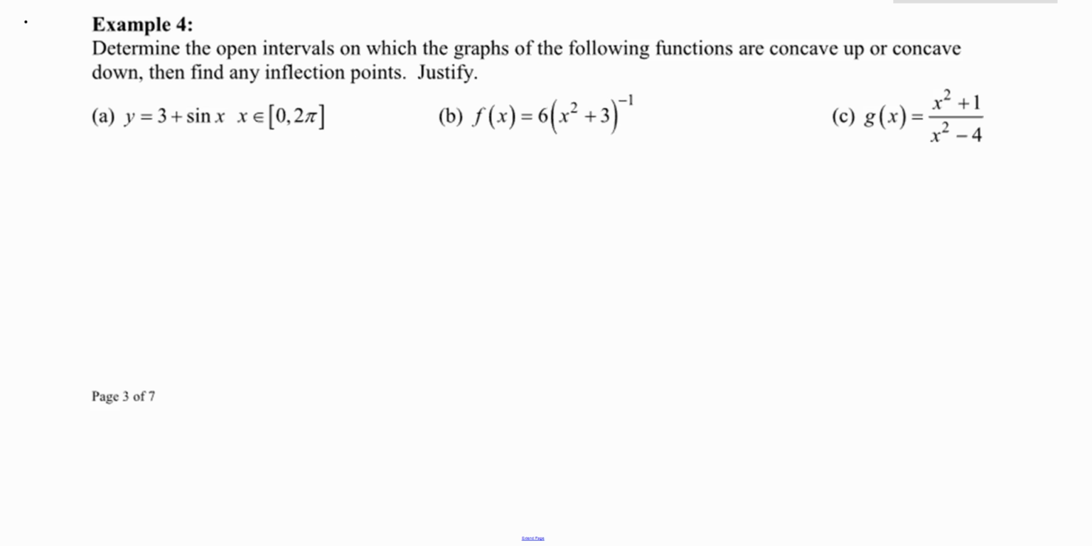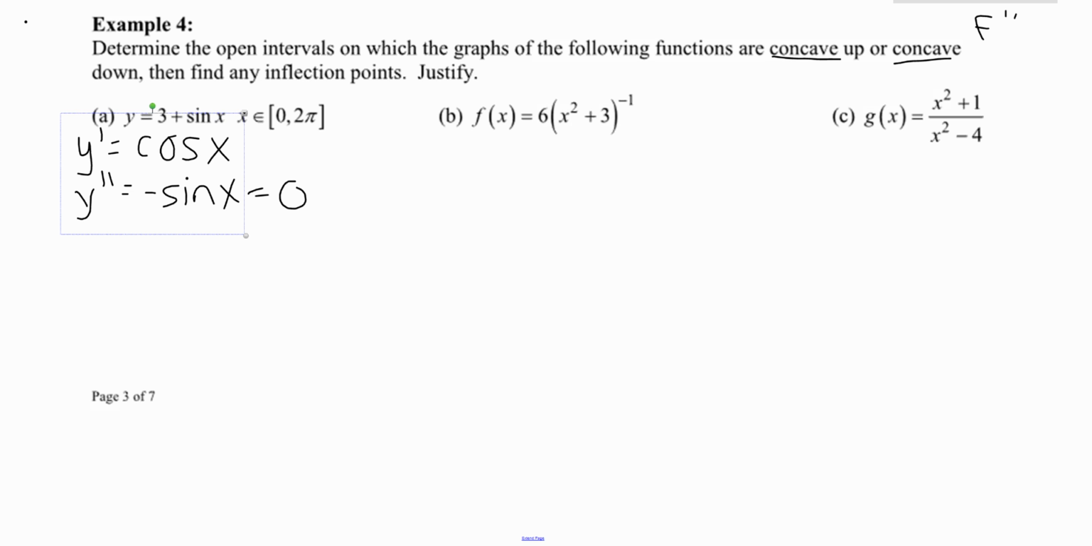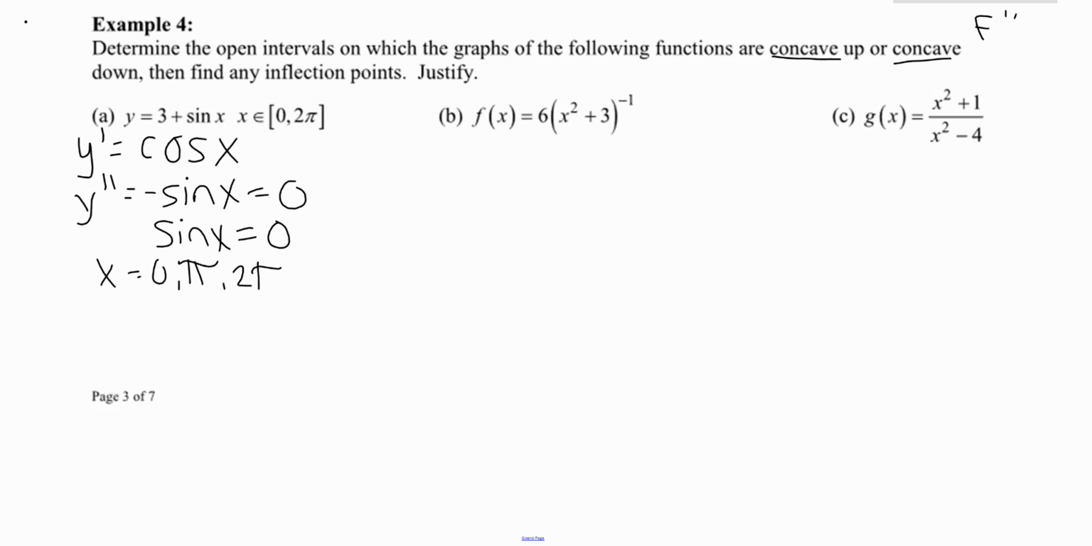All right, so for example 4, we're going to determine the open intervals where they're concave up or concave down. So this implies we're going to have to find the second derivative. So we have y prime equals cosine of x, and y double prime equals negative sine of x. We need to figure out where that's 0 or undefined, and we know that sine of x equals 0 when x is 0, pi, or 2 pi. So I'm going to place those numbers on my number line.